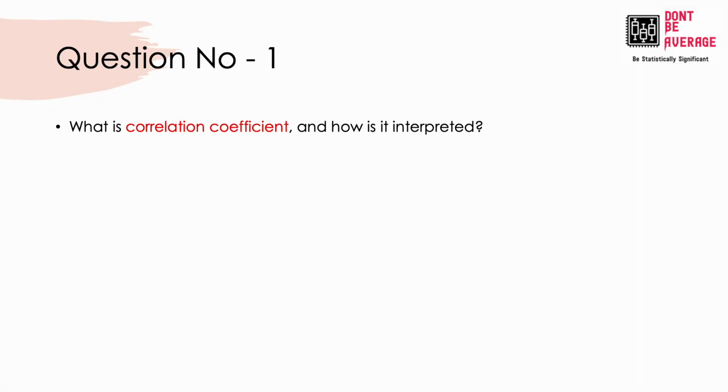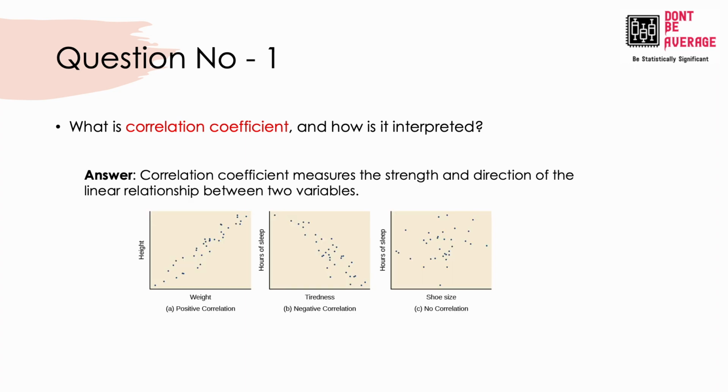Question number 1. What is correlation coefficient and how is it interpreted? The answer is correlation coefficient measures the strength and direction of the linear relationship between two variables. If you have two factors, for example, height and weight, or hours of sleep and shoe size, any other combination of two variables like that, if you want to understand what is the relationship between them, are they linearly related or not, that question can be answered by calculating the correlation coefficient between these two variables.